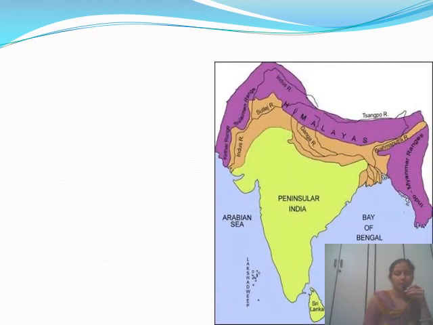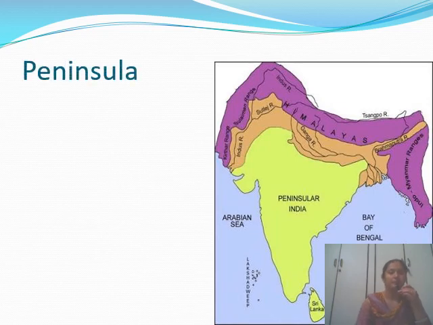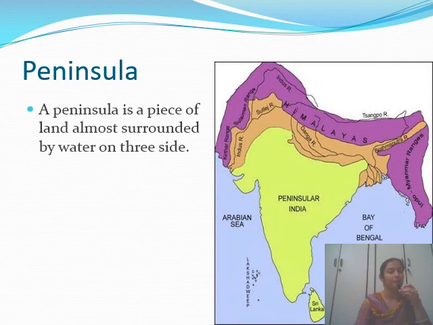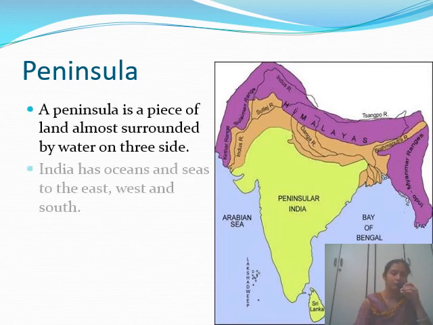See, in this map, you can observe the mainland of India and the water bodies surrounding India. India is a peninsula in the south. What is a peninsula? A peninsula is a piece of land surrounded by water on three sides. India has oceans and seas to the east, west and south. In the east, we have the Bay of Bengal, in the west we have the Arabian Sea, and in the south we have the Indian Ocean.